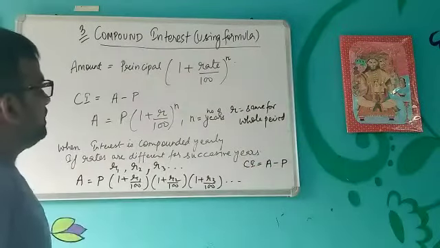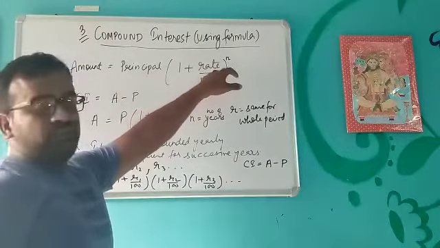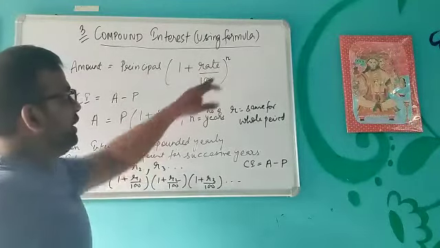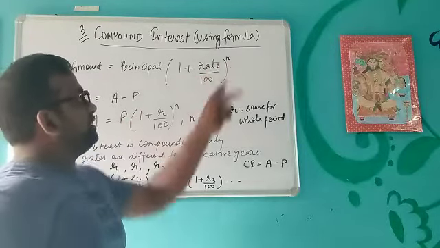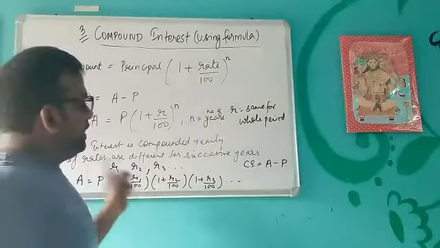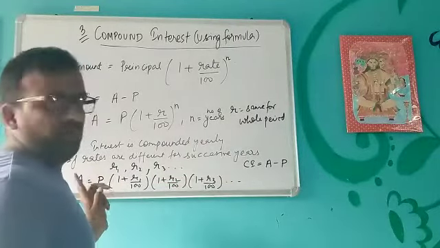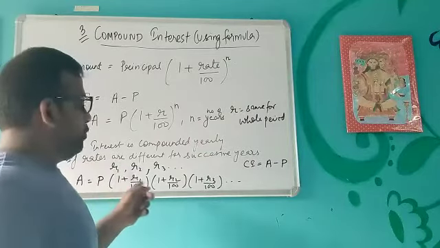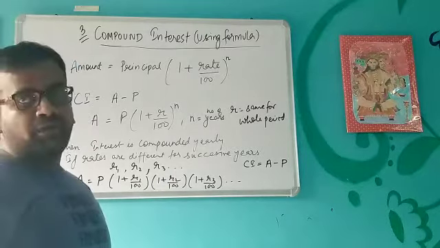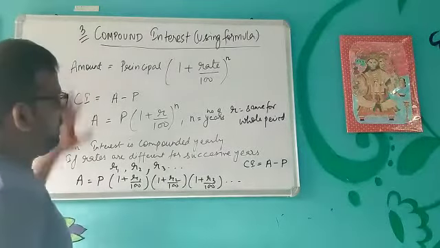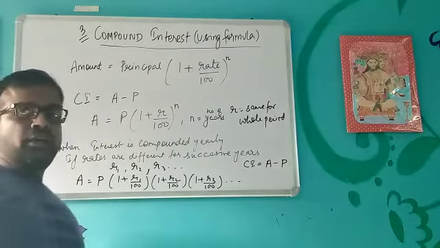So principal is that amount which is taken for the loan. R is the rate of interest. If it is compounded yearly, then it is R. Then N is the number of years. If rates are different for successive years, in that case, we will use this formula. A is equal to P into 1 plus R1 upon 100 into 1 plus R2 upon 100 into 1 plus R3 upon 100, and so on. So these formulas we will keep in mind, and we will try to solve the questions of the related exercises.